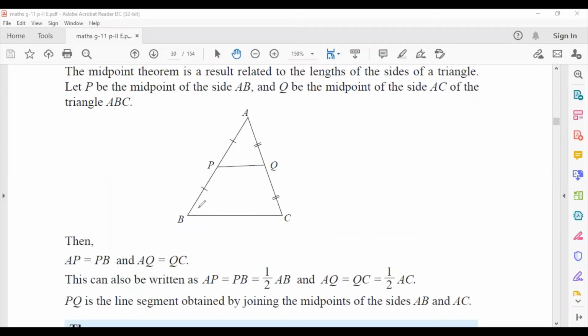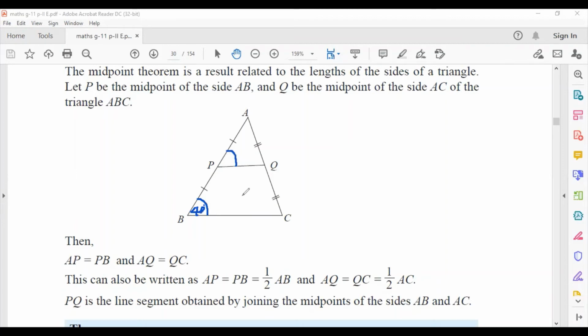If I ask a question like this, suppose that angle ABC is 40 degrees. What should be the magnitude of angle APQ according to this midpoint theorem? You may apply the midpoint theorem to find the magnitude of angle APQ. Can you say? 40. Yes, it should be 40.